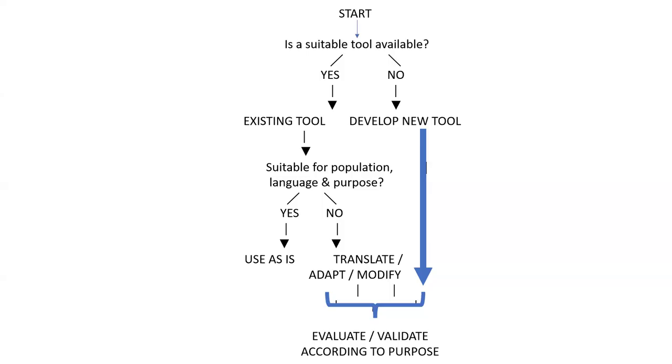However, if you find that there is no tool for the construct which you are studying, then you need to develop a new tool. Or you find the existing tool which has been developed in some other country and it has not been validated for the population you are interested in. You need to translate it, adapt it or modify it and use it. Then, in all these scenarios, you need to validate the tool you are going to use.